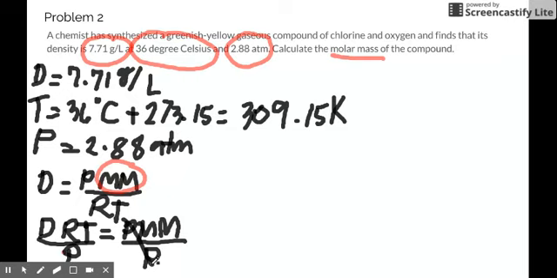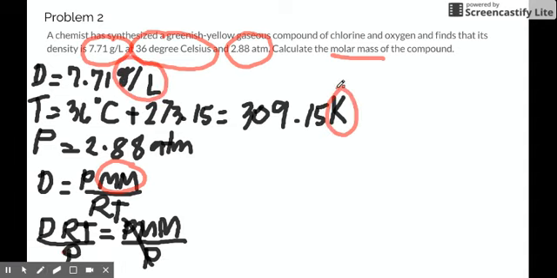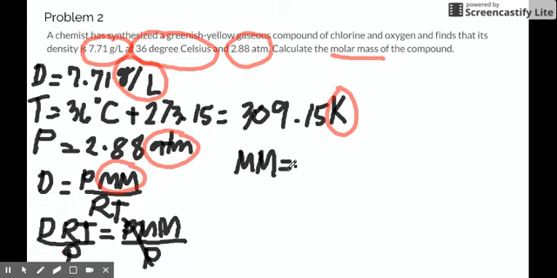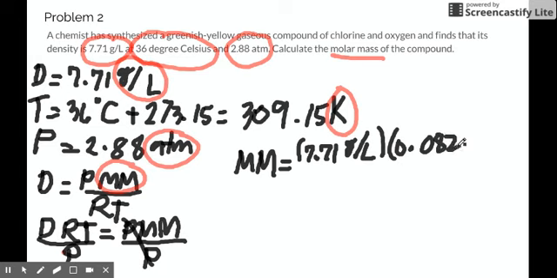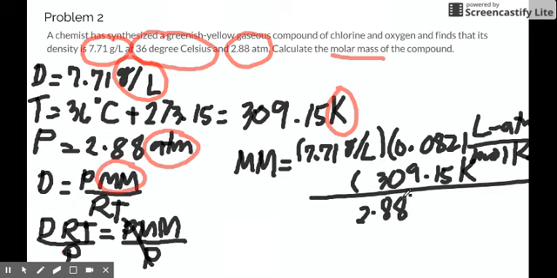And looking at the variables, we have all we need, and they're in the right units. Because we said before, density has to be in grams per liter, temperature has to be in Kelvin, pressure has to be in atmosphere. So now we're ready to substitute our values. So molar mass is equal to dRT. D is 7.71 grams per liter. And then R of 0.0821 liter-atmosphere per mole Kelvin. And then times our temperature of 309.15 Kelvin. And then we divide this by pressure of 2.88 atmosphere.